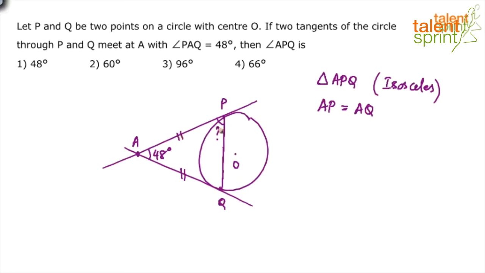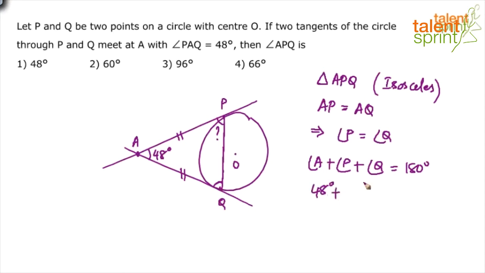If these two sides are equal, the angles P and Q should also be equal. Angle APQ will be equal to angle AQP. And we know that the sum of the angles is 180 degrees in any given triangle. So angle A plus angle P plus angle Q equals 180 degrees. Angle A is 48 degrees. 48 degrees plus angle P plus angle P, because P is equal to Q, equals 180 degrees. So 2P equals 180 minus 48, which is 132, or P equals 66.